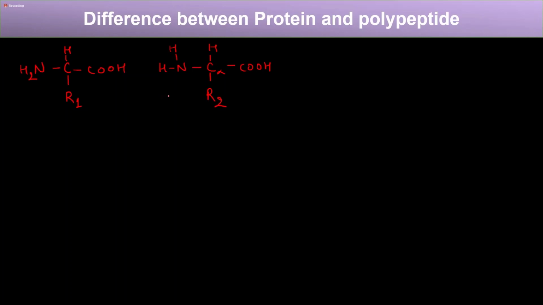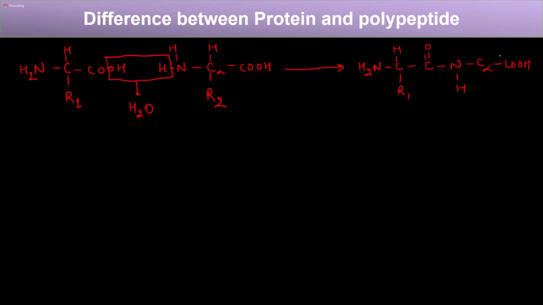Now, how is a protein formed? A protein is formed when the NH2 group of one amino acid reacts with the carboxylic group of another, and it causes the release of a water molecule. So water is released and it results in a structure that will look something like this. It will have CO group, it will have NH group, and it will have C alpha, COOH, hydrogen, and this R2.